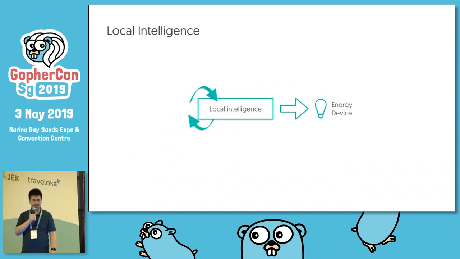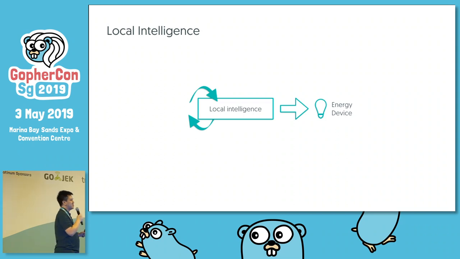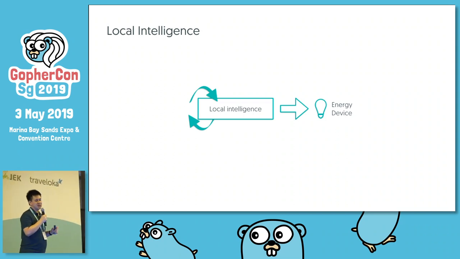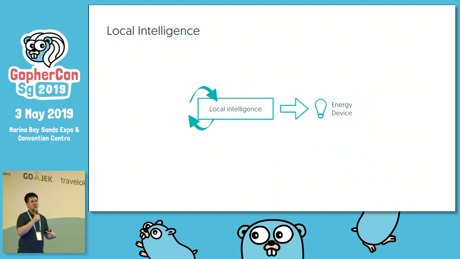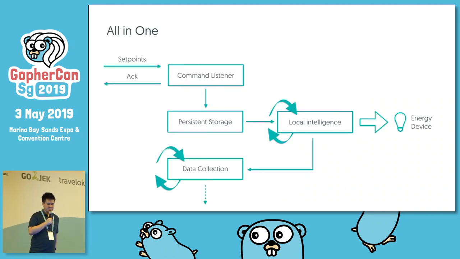The third use case is local intelligence. In this use case, we have the Spark app running locally without the need for input from the cloud. It will just rely on the local input available from the sensors attached to it, and it controls the energy device based on this local input.